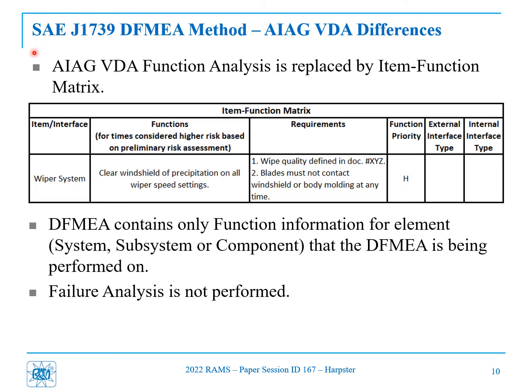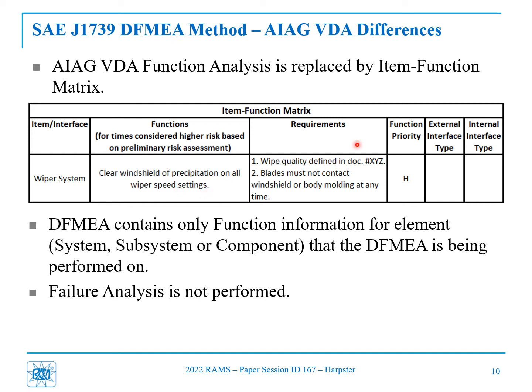In the SAE J1739 methodology, the AIAG-VDA function analysis is replaced by an item function matrix. So what you do in this particular matrix is in the first column, you would list the element that would show up in the function in the structure. So in this particular case, this design FMEA will be done on the wiper system level. The next thing is to list the function of that particular element, which in this case is to clear the windshield of precipitation on all wiper speed settings.